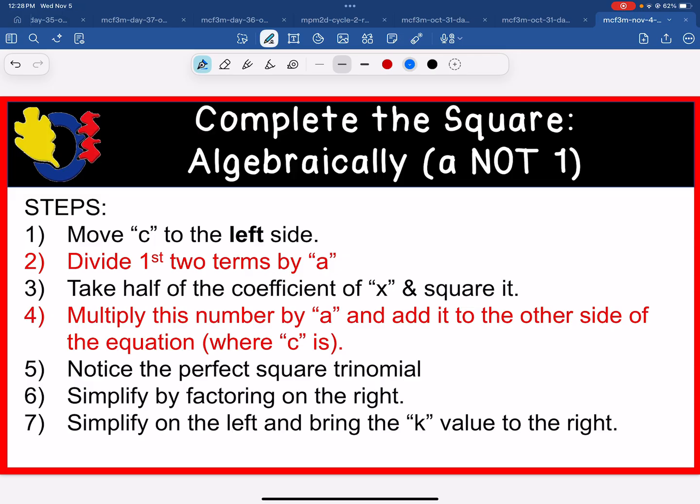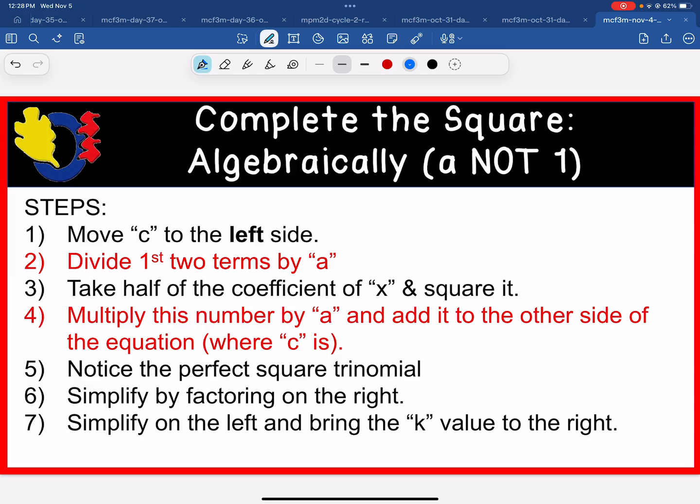So we're going to move the c to the left side, divide the first two terms by the a value. We're going to take half of the coefficient of the x and square it in our little side calculation. We're going to then multiply this number by the a because we had to divide it out earlier. And then we're going to add it to the other side of the equation where c is.